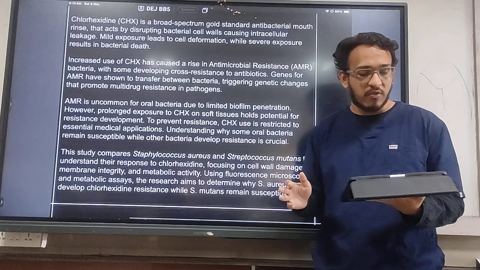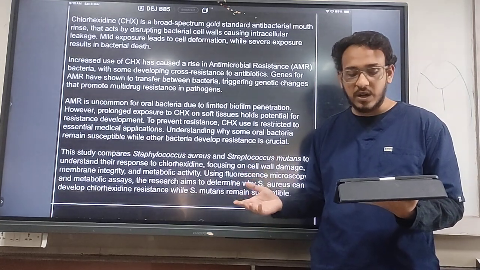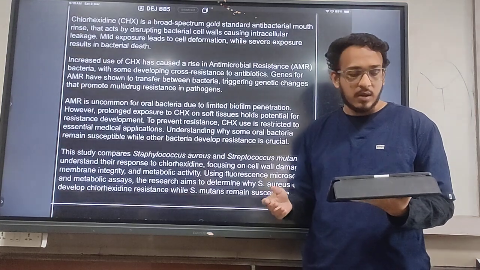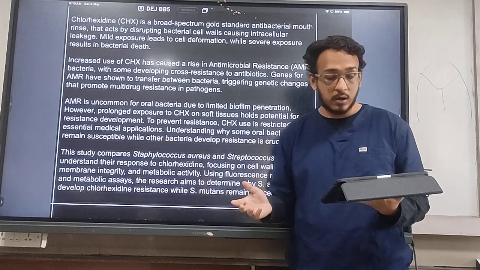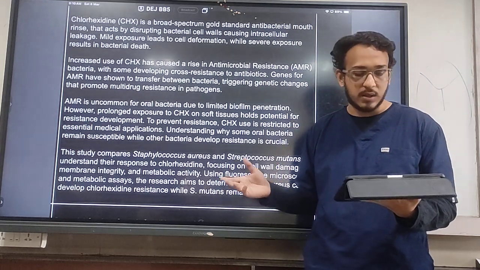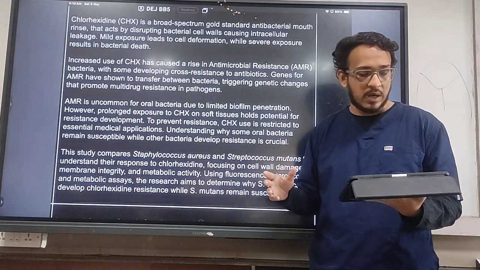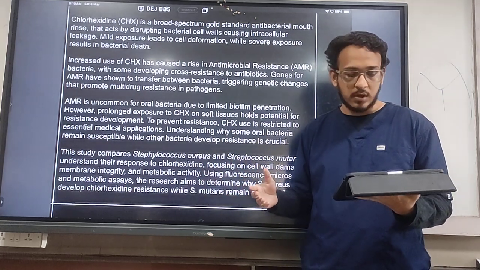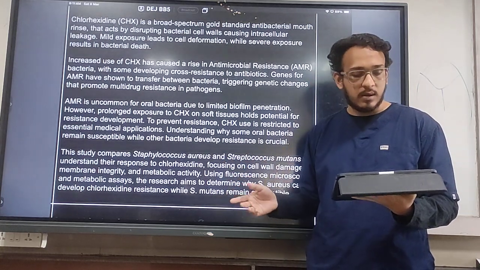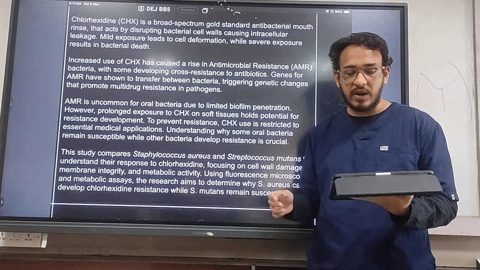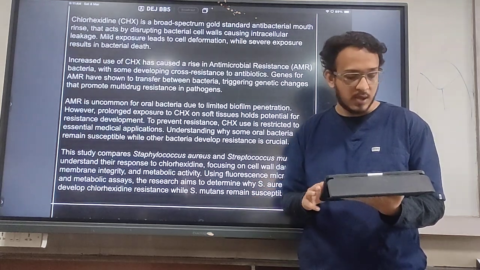So increased use of chlorhexidine has caused a rise in antimicrobial resistance bacteria, with some developing cross resistance to antibiotics. Means the different species are acquiring the antimicrobial resistance to chlorhexidine. So genes for AMR have shown to transfer between bacteria, triggering genetic changes that promote multi-drug resistance in pathogens.